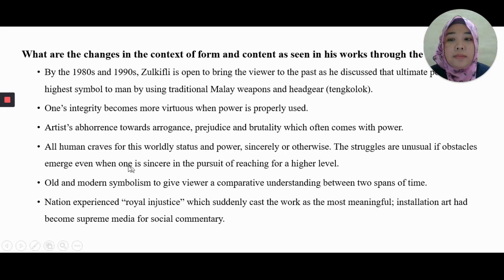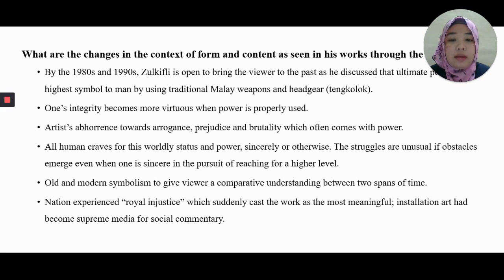comes with power. All human craves for this worldly status and power, sincerely or otherwise. The struggles are unusual, if obstacles emerge, even when one is sincere in the pursuit of reaching for a higher level. So the usage of old and modern symbolism gives a viewer a comparative understanding between two different spans of time. Nation also experienced royal injustice back then, which suddenly cast the work as the most meaningful.